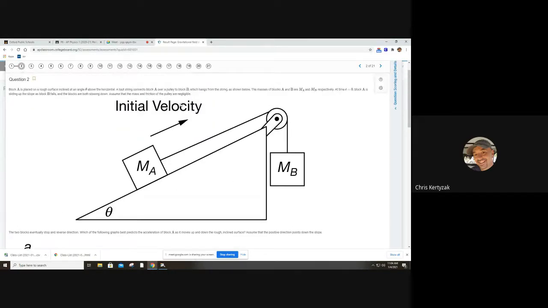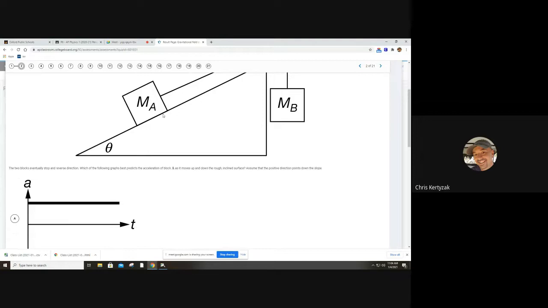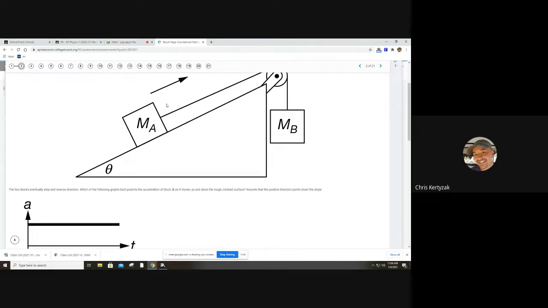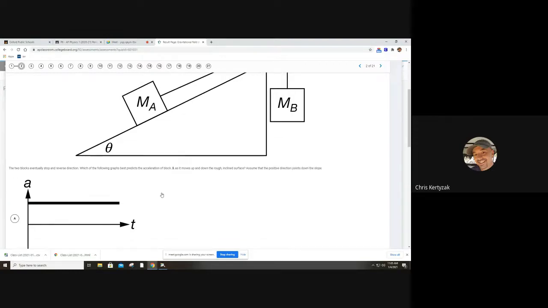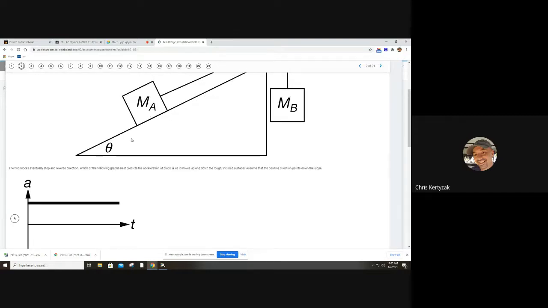It looks like a similar scenario, similar description on top. They continue to say for number 2, the two blocks, since this original block was, remember, moving upwards originally, at some point it'll hit a point where it stops and then it reverses direction and comes back down. Which of the following graphs best predicts the acceleration of block A? I think represents is a better word. Which of the following graphs best represents the acceleration of this block as it moves up, stops, and then comes back down this rough inclined surface? Assume that the positive direction points down the slope.